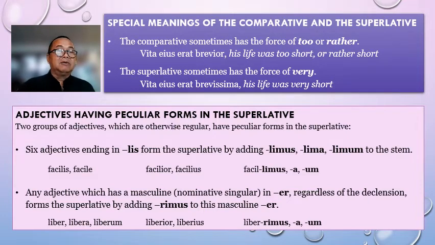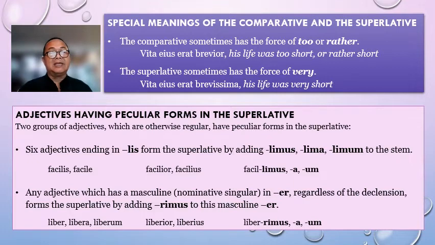Let us now turn to this. Not irregularity. This is also a special form only in the superlative degree and only two kinds of adjectives. So there are two groups of adjectives that are generally regular. However, when they are in the superlative, they have a special form, a peculiar form in the superlative.